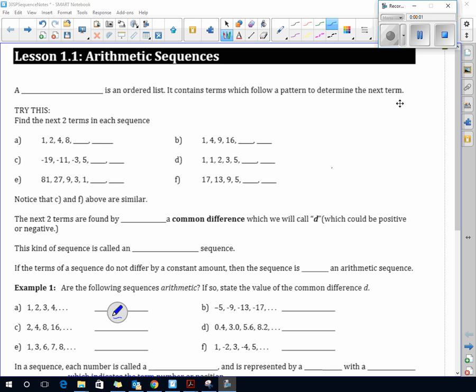Sequences contain terms which follow a pattern to determine the next term. Can you find the next two terms in each sequence? I'll give you a second. Or two.